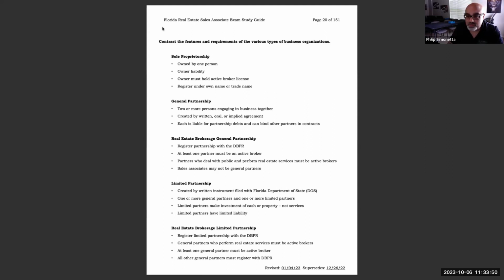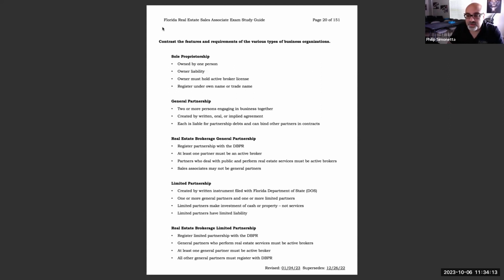At least one partner must be an active broker. So if one partner is an active broker and the other isn't, the active broker is licensed and the other one is registered, like we were talking about with the difference. Partners who deal with the public and perform real estate services must be active brokers. Sales associates may not be general partners.